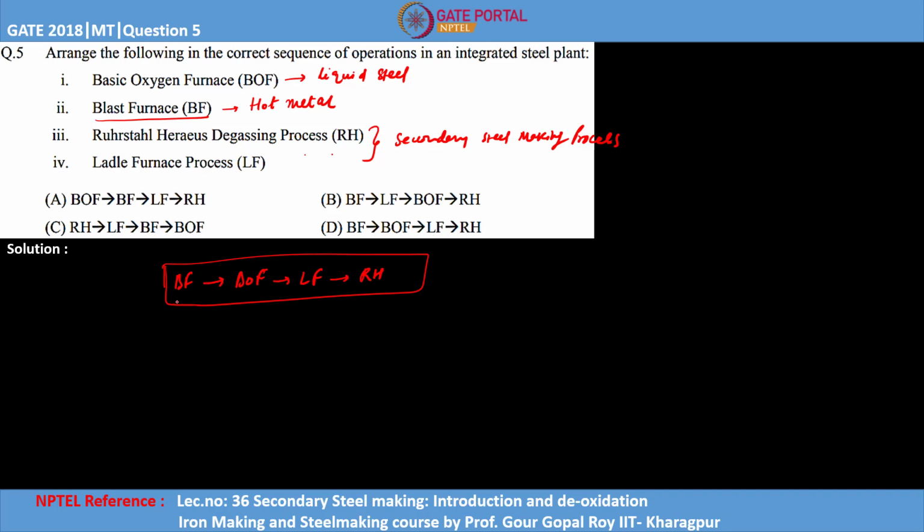So blast furnace for iron making, basic oxygen furnace for steel making, and ladle furnace and RH degasser are basically secondary steel making processes, right? So this is the correct sequence. So the correct answer for this problem is option D.